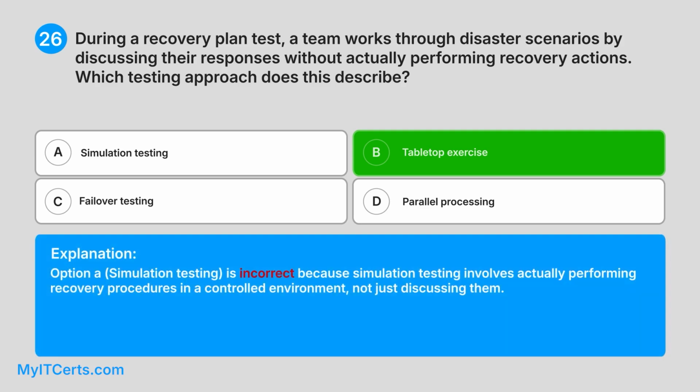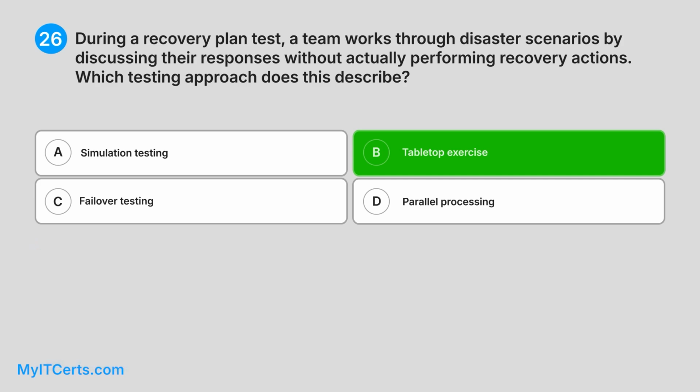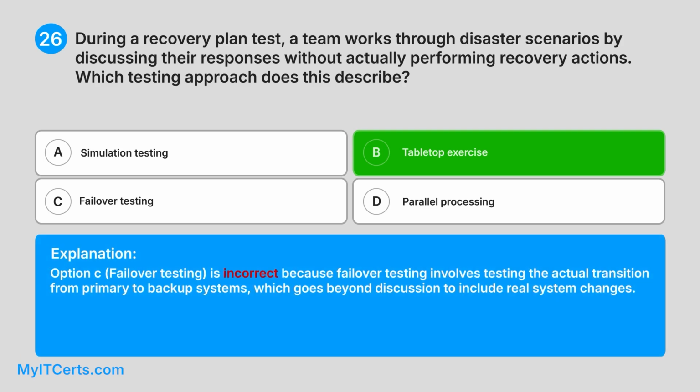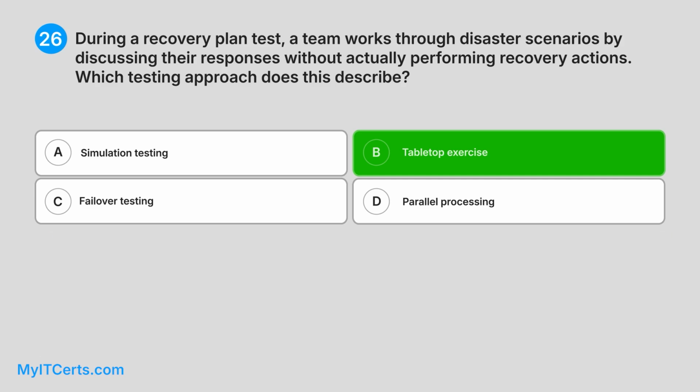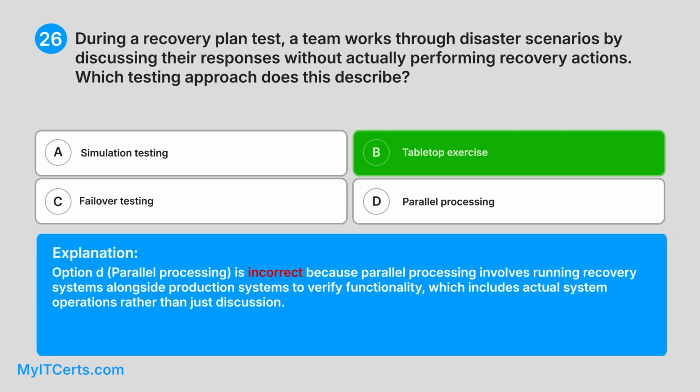Option A, simulation testing, is incorrect because simulation testing involves actually performing recovery procedures in a controlled environment, not just discussing them. Option C, failover testing, is incorrect because failover testing involves testing the actual transition from primary to backup systems, which goes beyond discussion to include real system changes. Option D, parallel processing, is incorrect because parallel processing involves running recovery systems alongside production systems to verify functionality, which includes actual system operations rather than just discussion.